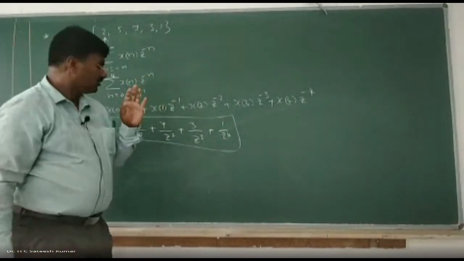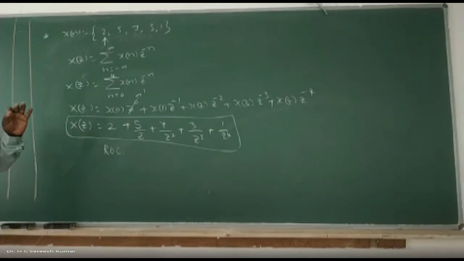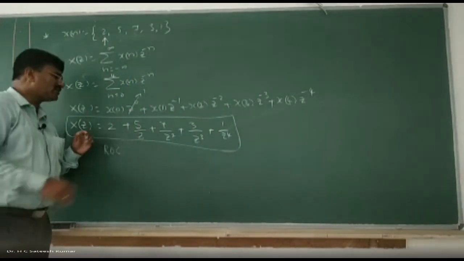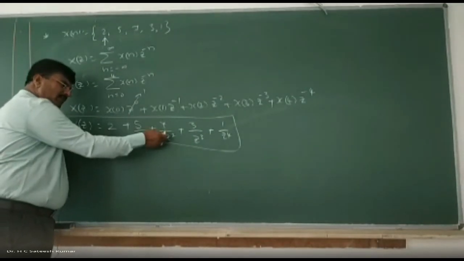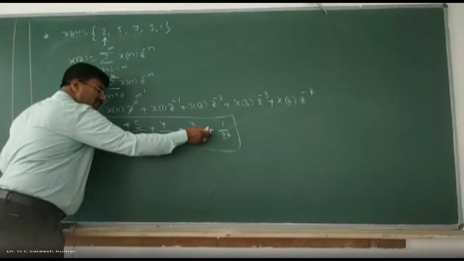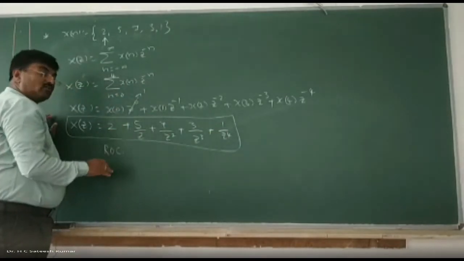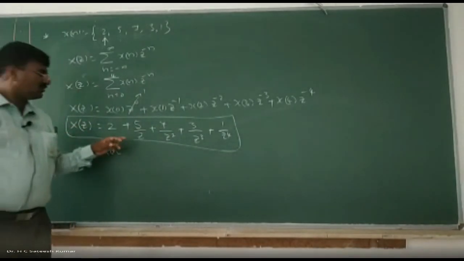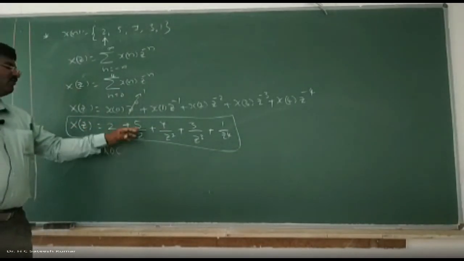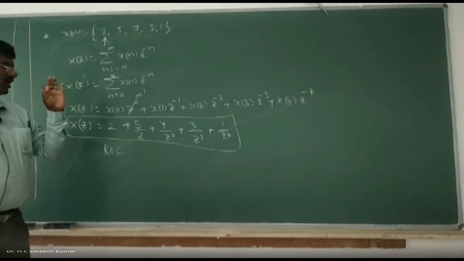So therefore, what do we say ROC is? ROC is the region specified in the z plane for which X of z is obtainable for finite values. So z equal to infinity: 5 by infinity is 0, 7 by infinity is 0, 3 by infinity is 0, 1 by infinity is 0. So 0 plus 2 is 2, finite. For infinity also it exists. What about 0? At 0, 5 by 0 is infinity, and infinity plus anything is infinity. It doesn't exist.